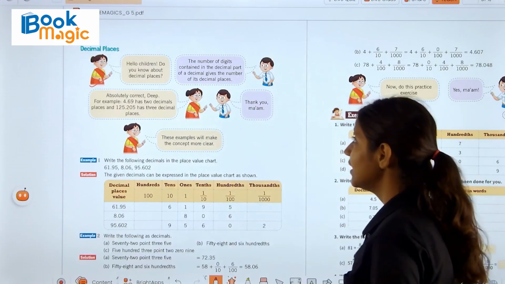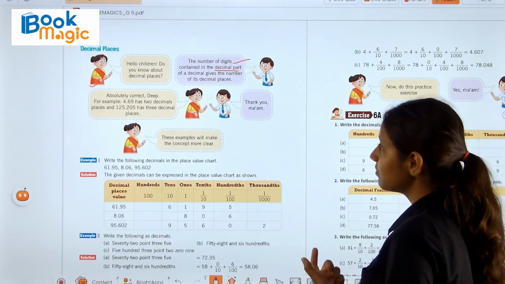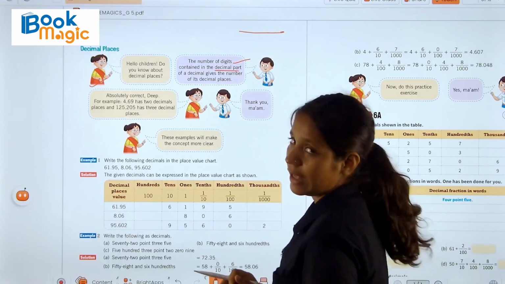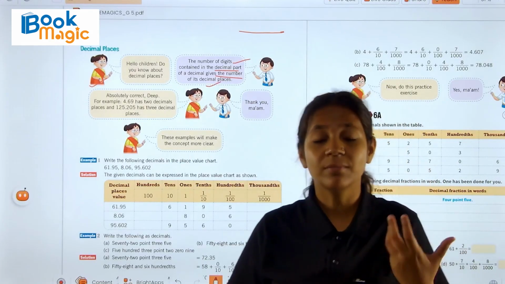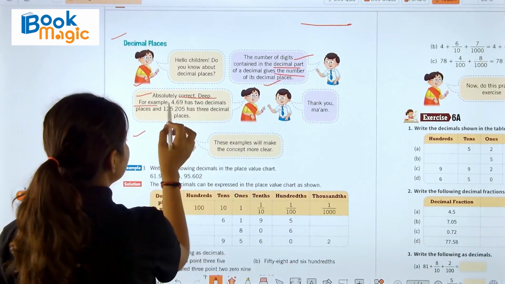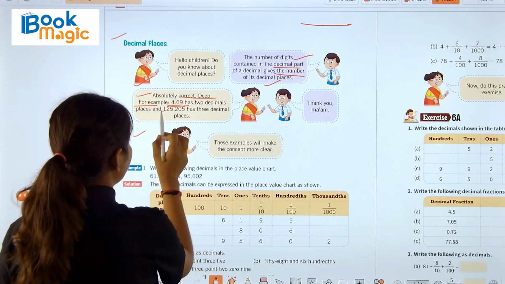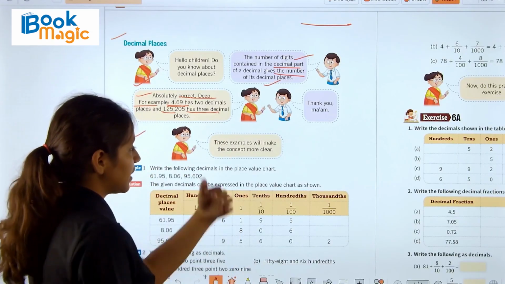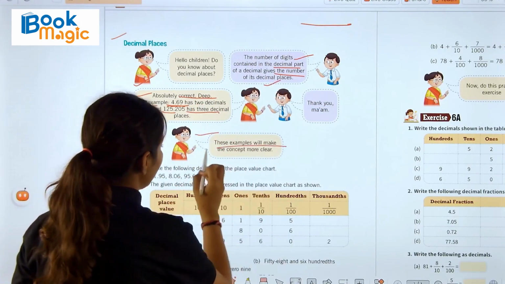Then student replied, the number of digits contained in the decimal part of a decimal gives the number of its decimal places. So, एक ऐसा नंबर जिसमें उसका decimal part होता है, उसे हम कहते हैं decimal places. उन नंबरों के जो place होते हैं उन्हें हम decimal places कहते हैं. Then teacher said, absolutely correct Deep. For example, 4.69 has two decimal places, 6 and 9. And 125.205 has 3 decimal places. Then student replied, thank you ma'am for the appreciation. And now teacher is saying these examples will make the concept more clear.